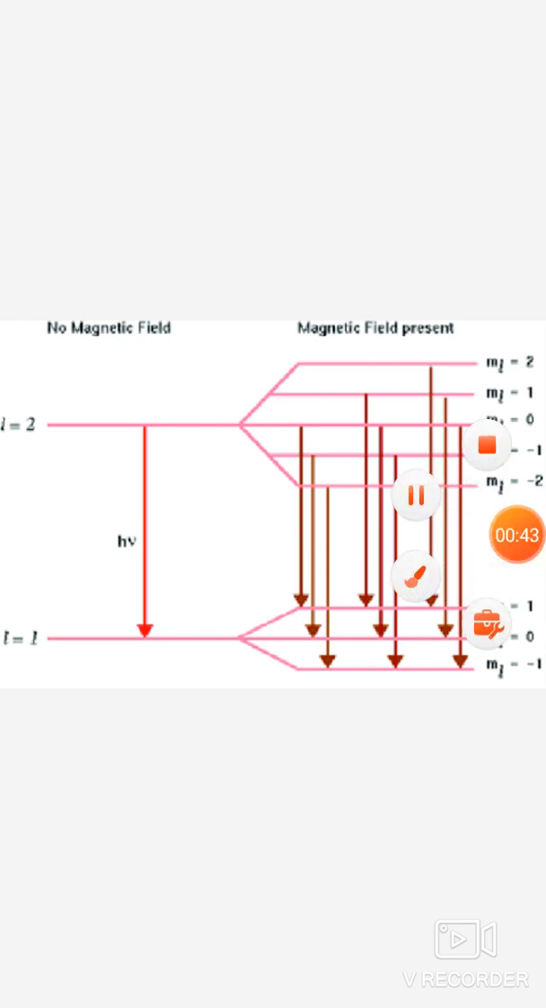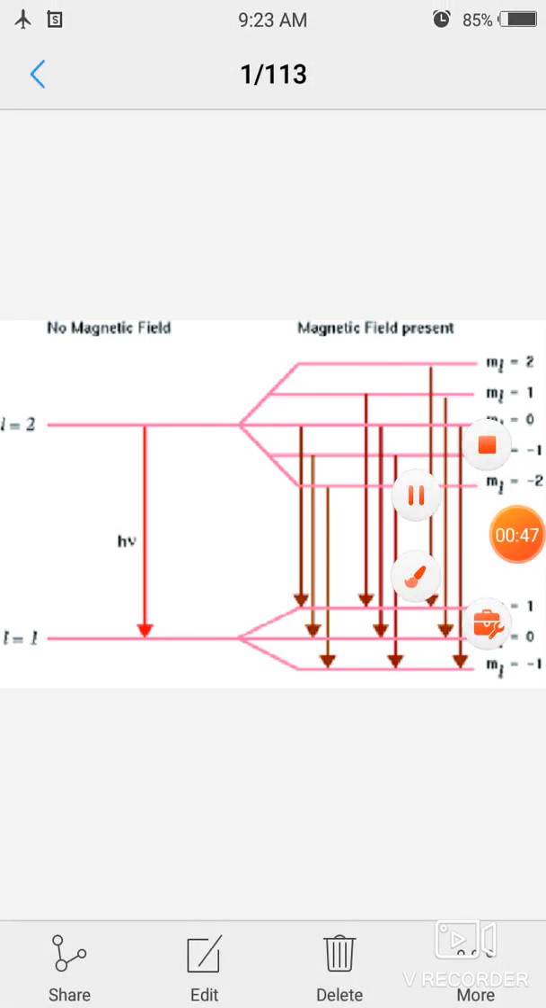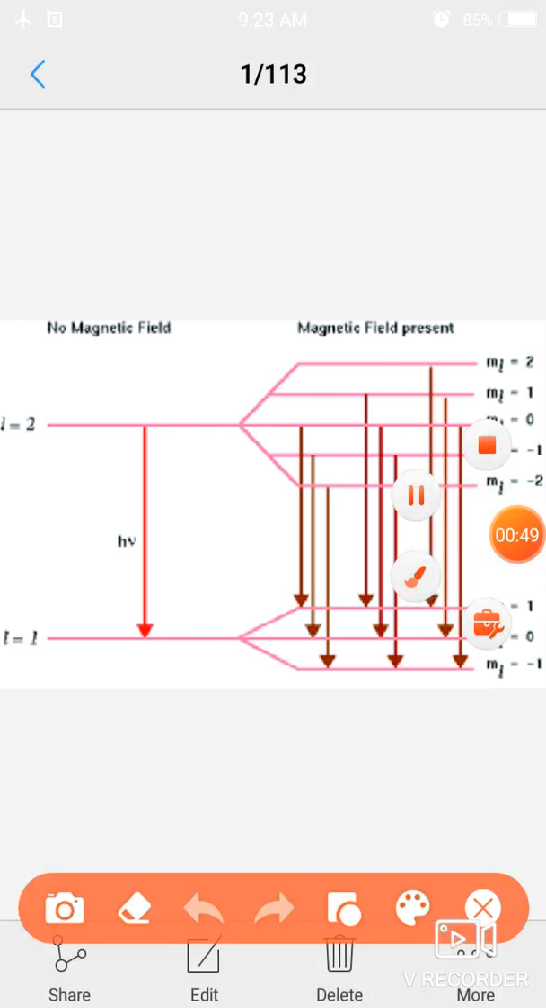But it was detected that whenever we use a magnetic field on the hydrogen spectrum, each line is further split into more than one line. This is called the Zeeman effect. Here is an example of the Zeeman effect.